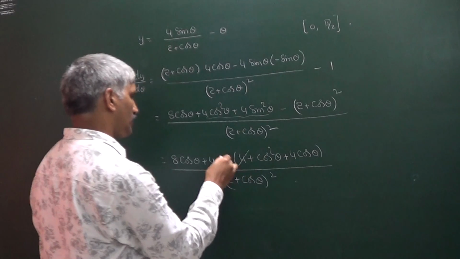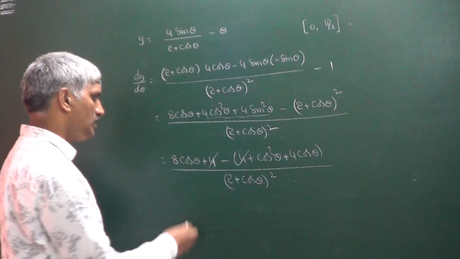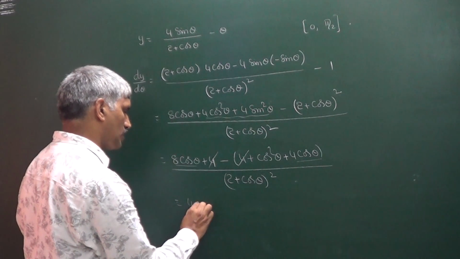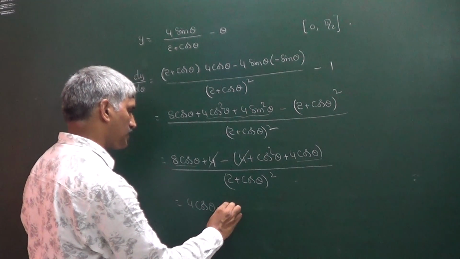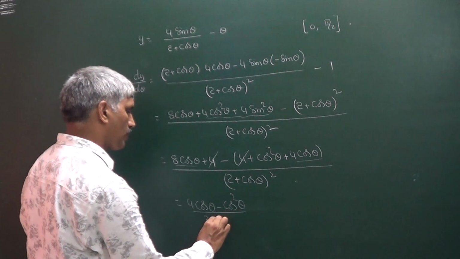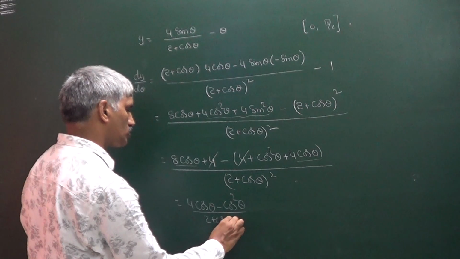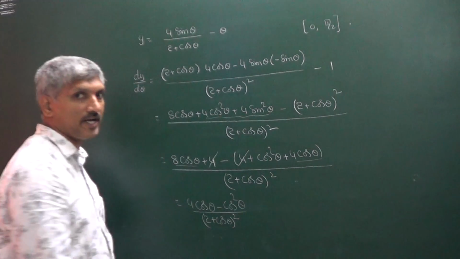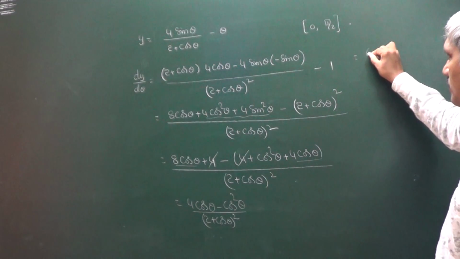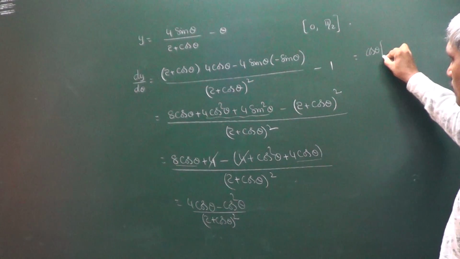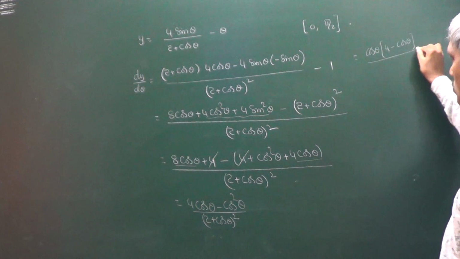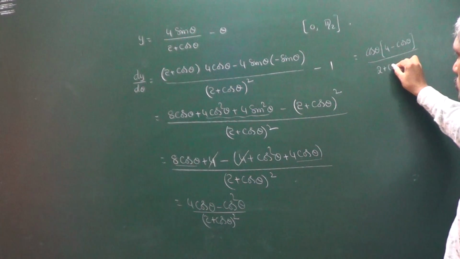Now in this further simplification, plus 4 minus 4 cancel. 8 cos theta minus 4 cos theta, you will get 4 cos theta minus cos square theta divided by 2 plus cos theta whole square. In the numerator we can take cos theta common. If you take cos theta common, what will we get? We get cos theta into 4 minus cos theta divided by 2 plus cos theta whole square.